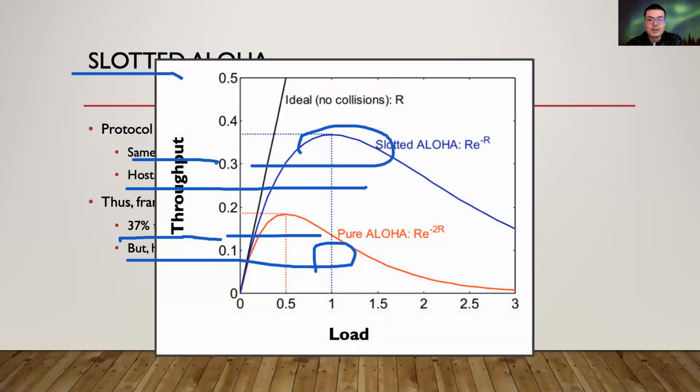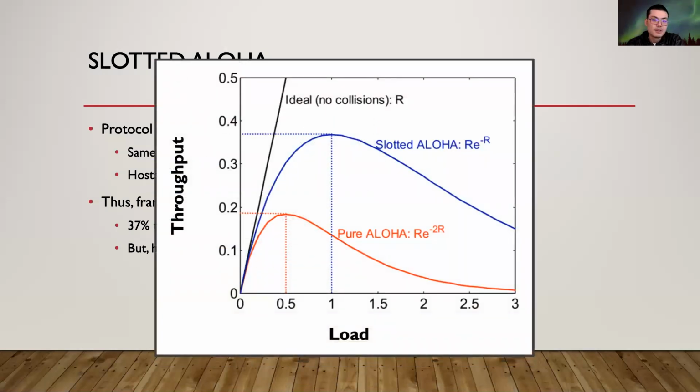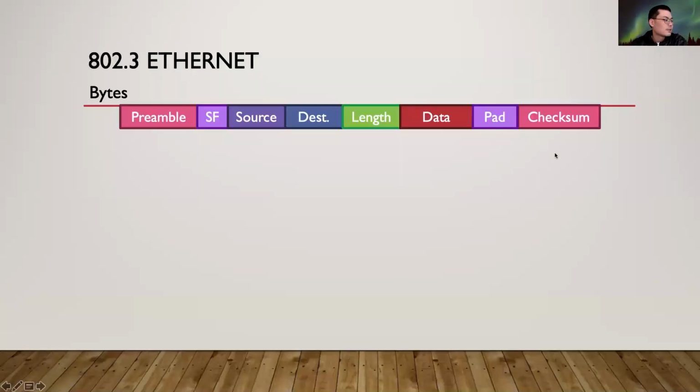And here, let me clear this. Okay, here's the example, right? So this is if you don't use any slot, this is pure Aloha we mentioned. If you slotted Aloha, you can see this increases a lot. Okay. So you may be curious why is this the case, right? So how do you compute this? Right? So we can do some simple calculation. So let's do some simple calculation.